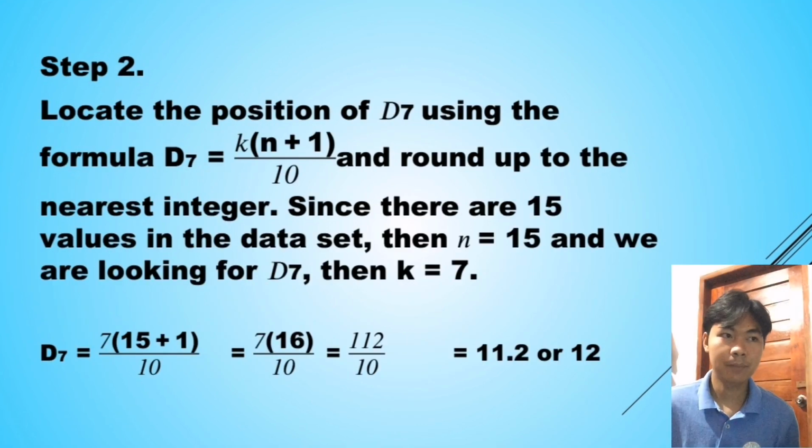For our second step, we need to locate the position of decile 7 using our formula. So decile 7 is equal to k multiplied by n plus 1 over 10.